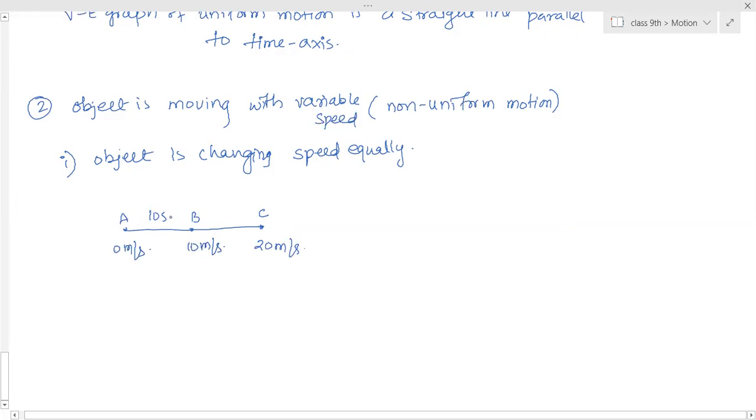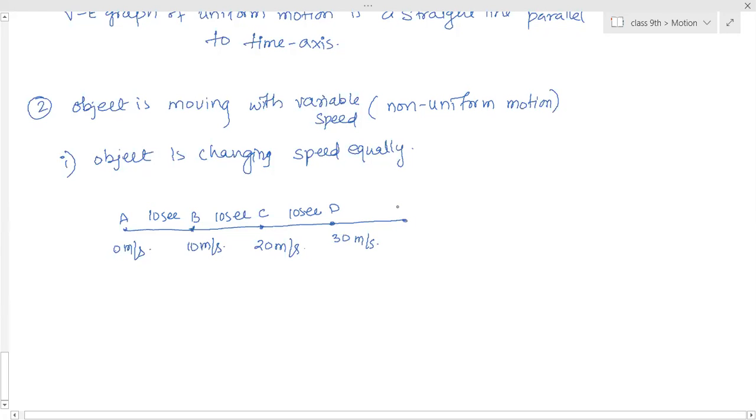This is the first 10 seconds. This is the next 10 seconds. The interval is the same. In the same interval of time, the speed has changed, but the change in speed is the same. Now again moving from C to D, the duration is 10 seconds. So what should be the speed now? To maintain the equal rate, equal difference, it is 30 meters per second.